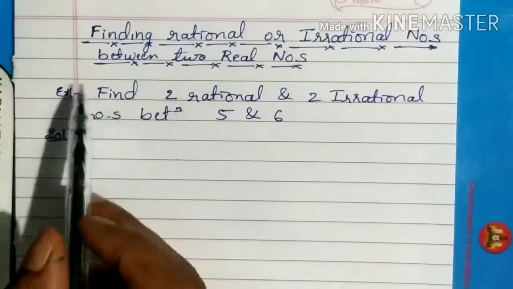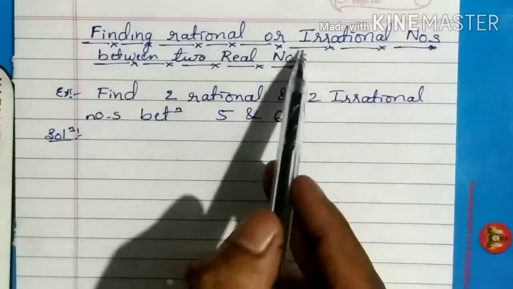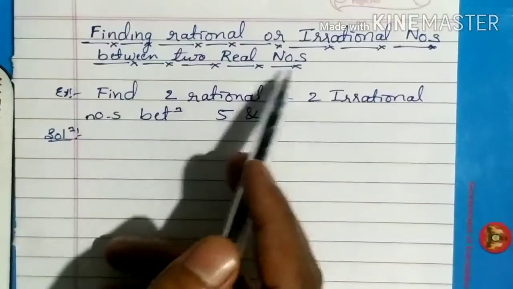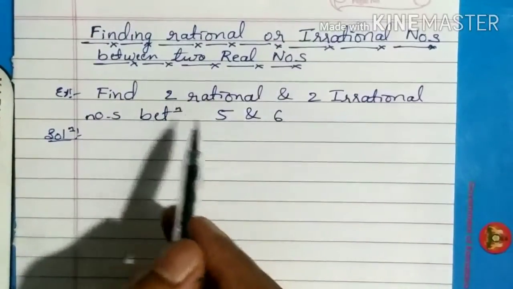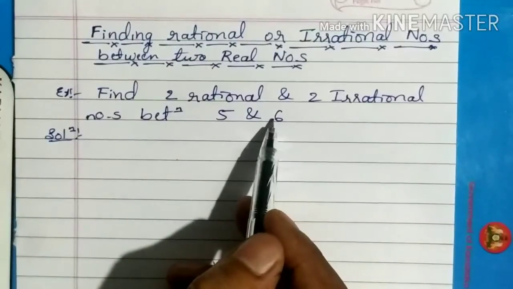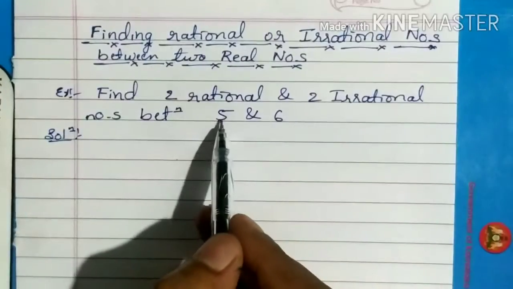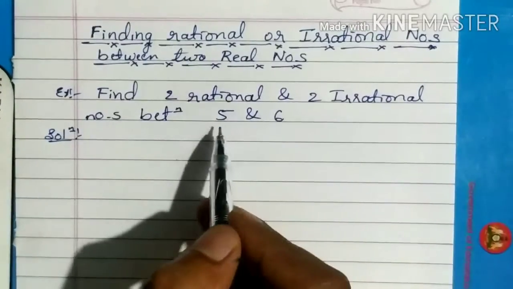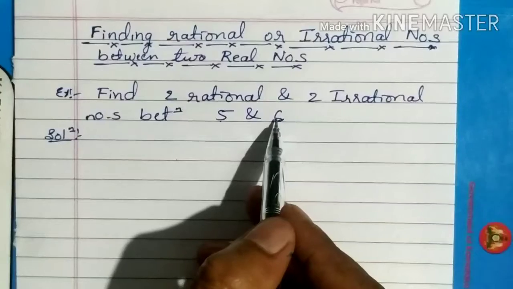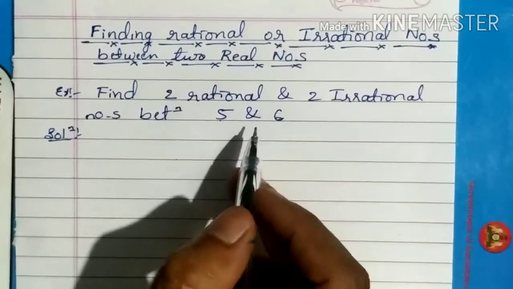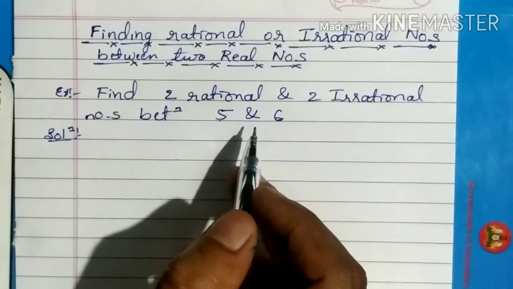In this video we shall discuss finding rational or irrational numbers between two real numbers. Whenever two numbers are given, how do we find any number of rational numbers or irrational numbers between those two numbers? You should know that in between any two real numbers there are infinitely many rational and irrational numbers.